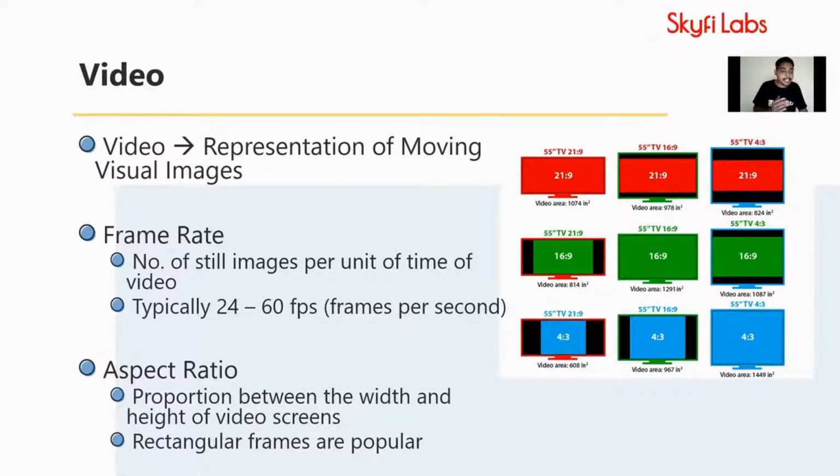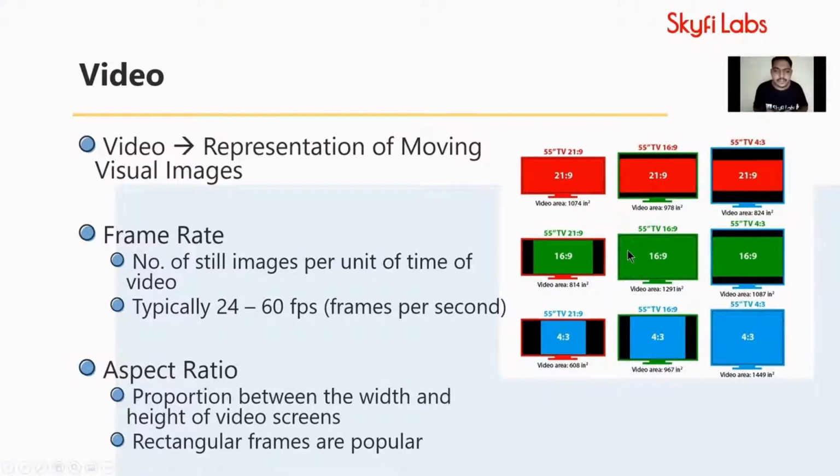What is frame rate? It is the number of still images per unit of time, per second. So typically, generally, the frames per second is 24 to 60. And aspect ratio, the size of the screen. There are different sizes, or there are different ratios in which different types of screens you can see. Here are some examples of them.